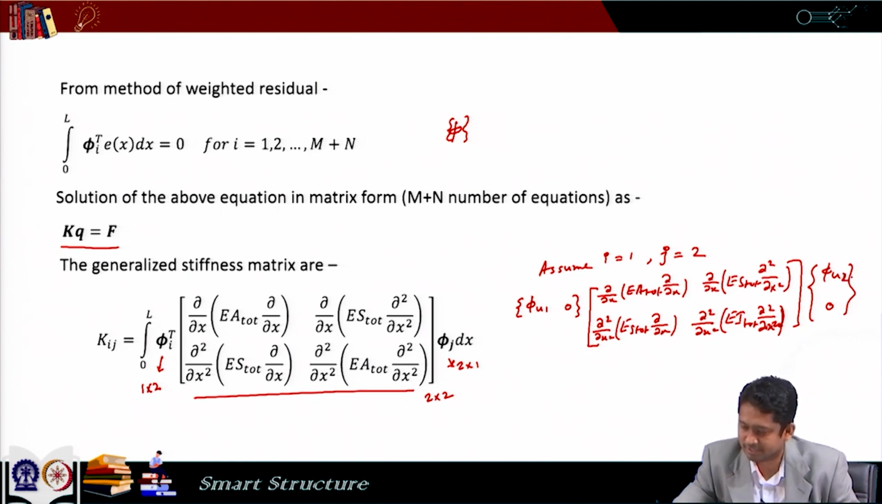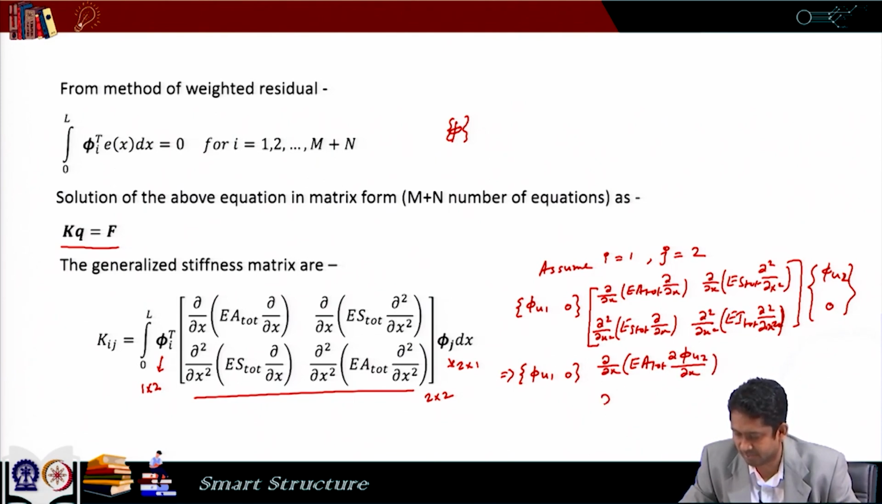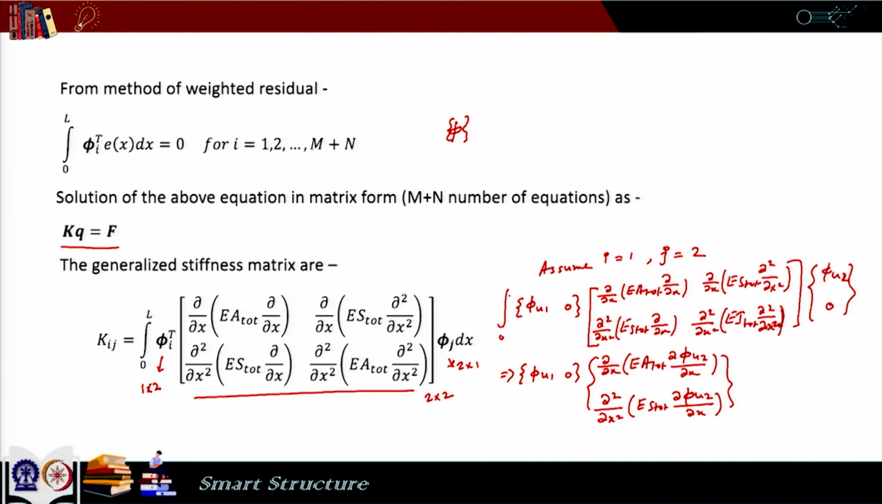So, as we said, let us assume i is equal to 1, j is equal to 2. So, that gives me phi 1 0, and here we have del by del x of E A total del phi u 2 by del x, and here we have del 2 by del x 2 of E A total del phi u 2 by del x, and of course, this has to be integrated from 0 to L. This also has to be integrated from 0 to L.